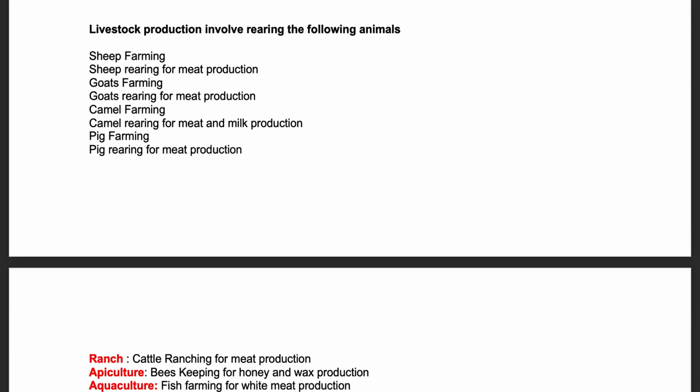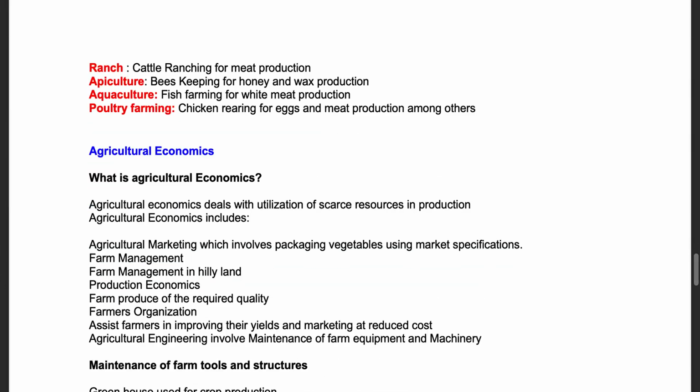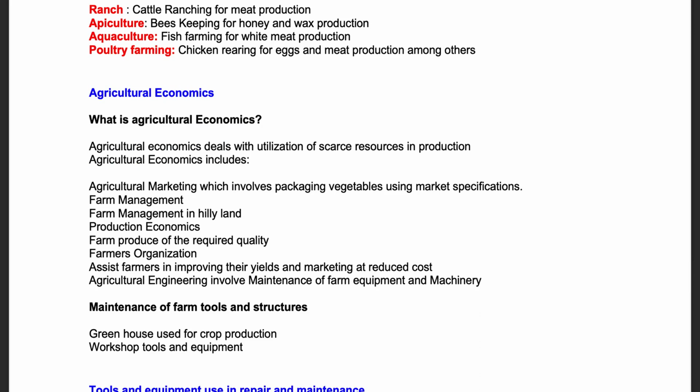Livestock production involves rearing the following animals. Sheep farming: sheep rearing for meat production. Goat farming: goats rearing for meat production. Camel farming: camel rearing for meat and milk production. Pig farming: pig rearing for meat production. Ranching: cattle ranching for meat production. Apiculture: bee keeping for honey and wax production. Aquaculture: fish farming for white meat production. Poultry farming: chicken rearing for eggs and meat production, among others.